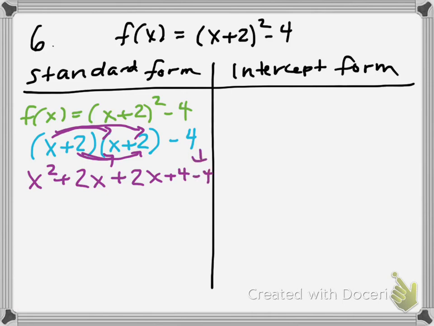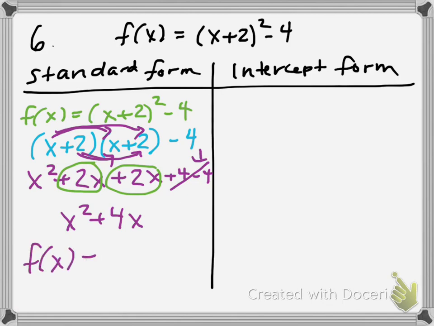So now looking at my list of terms, I'm going to combine like terms. X squared, there's nothing to combine with it. 2x plus 2x, the signs are both positive, so that is 4x, so plus 4x. And looking at my last two terms, I have a positive 4 and a negative 4. That cancels out. So my final standard form just has two terms. So I have f of x equals x squared plus 4x.